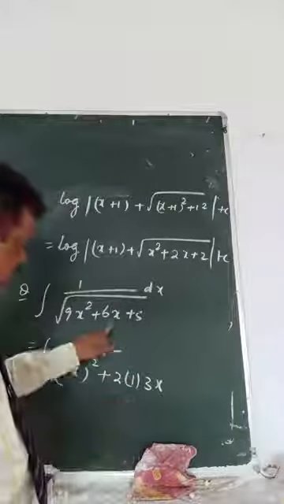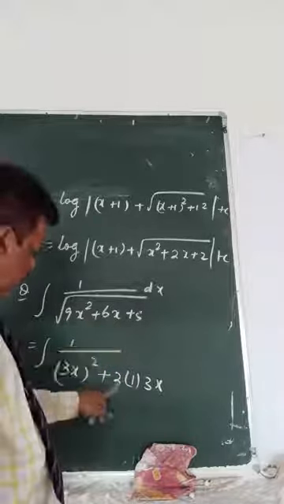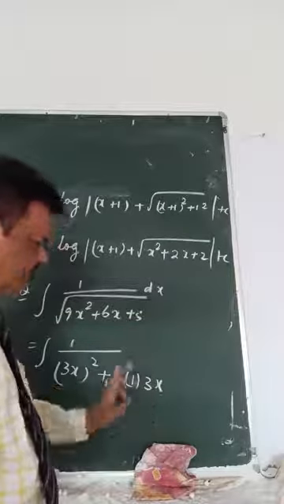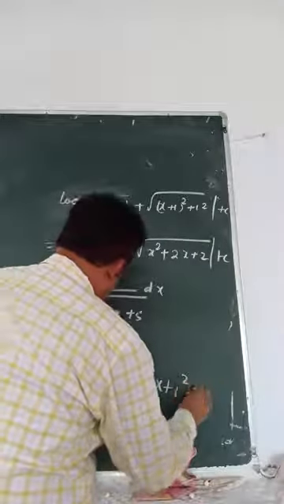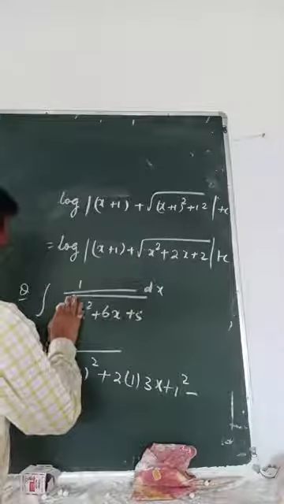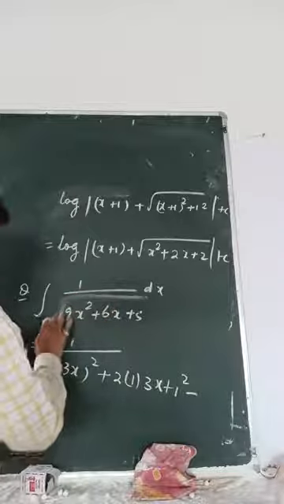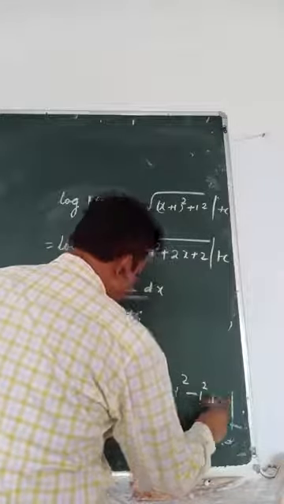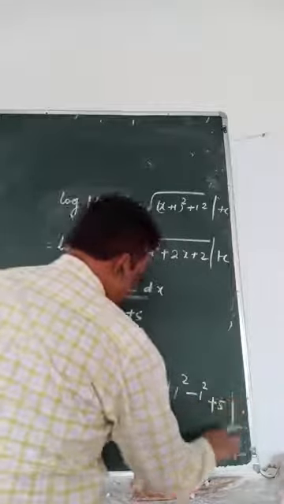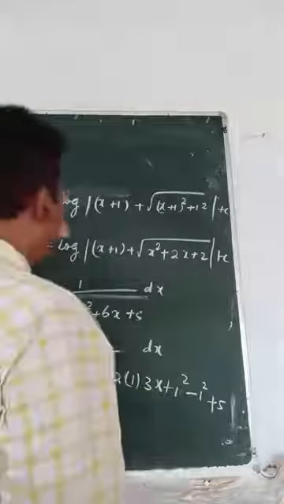So that it is 6x, because this also should be equal to this. 2ab, b is 1. So make it plus 1 square minus 1 square, then plus 5, dx. Sorry, there is no square root; I have taken a question with no square root here. Okay, then what did you get?